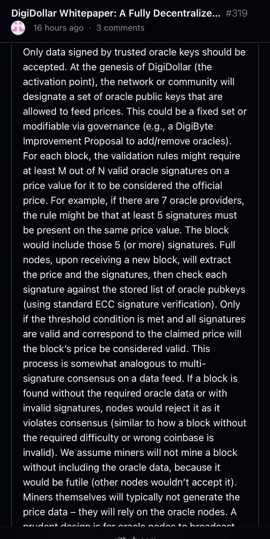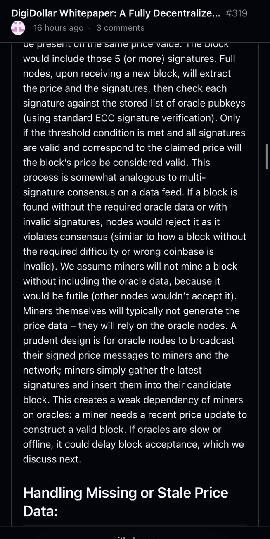Full nodes, upon receiving a new block, will extract the price and the signatures, then check each signature against the stored list of Oracle pub keys, using standard ECC signature verification. Only if the threshold condition is met and all signatures are valid and correspond to the claimed price will the block's price be considered valid. This process is somewhat analogous to multi-signature consensus on a data feed.